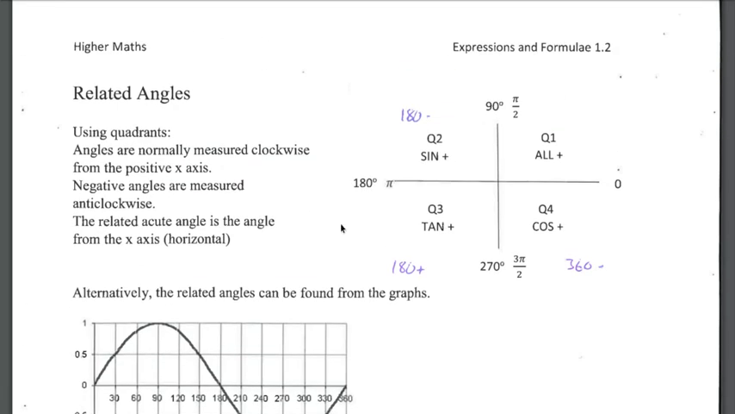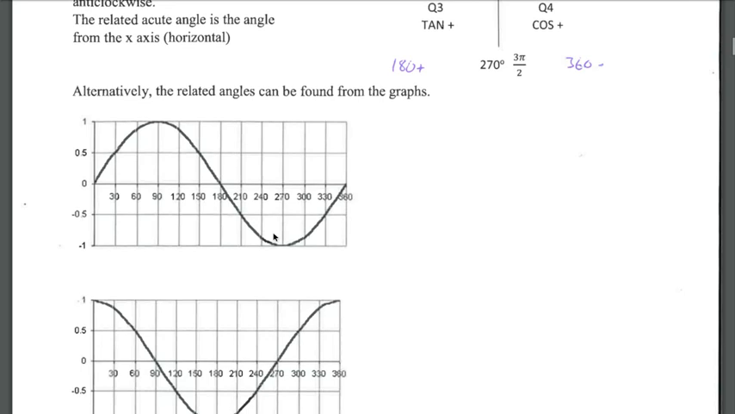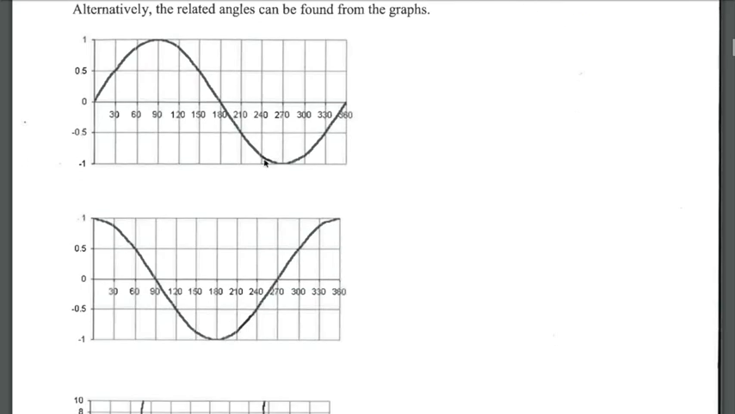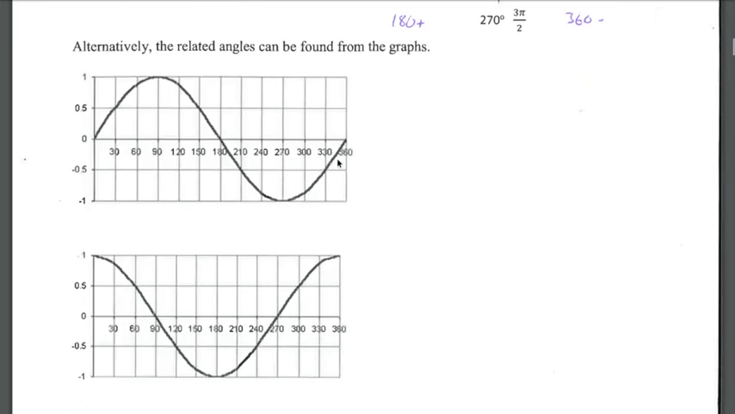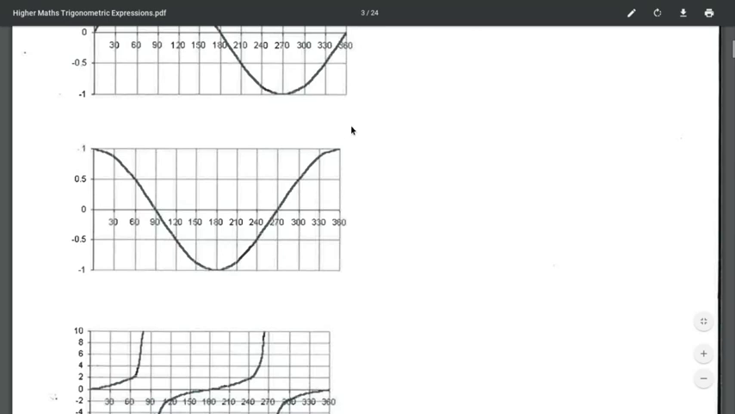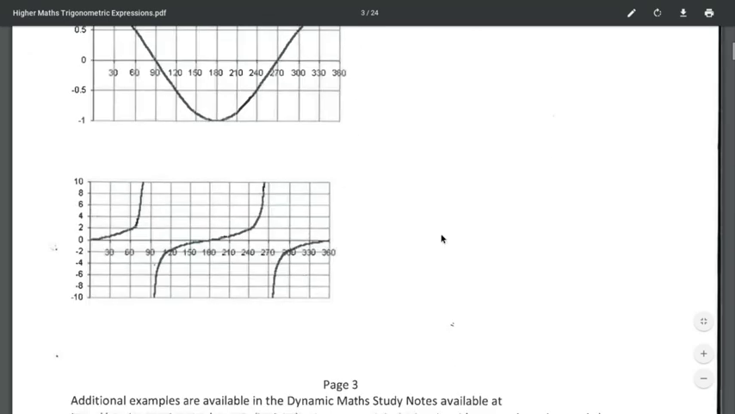In the third quadrant, only tan is positive. So between 180 and 270, sine's negative, cosine's negative, but tan is positive. And in the fourth quadrant, only cosine is positive. So as we can see here, sine is negative, cosine is positive, tan is negative.